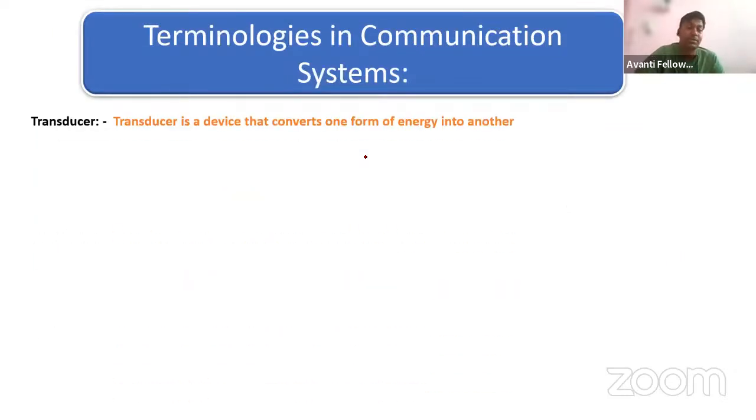First is the transducer. A transducer is a device that converts one form of energy into another form. As I am speaking, I am producing a sound wave, and the transducer, which is the microphone, converts our sound wave into an electrical signal. So that is the transducer.